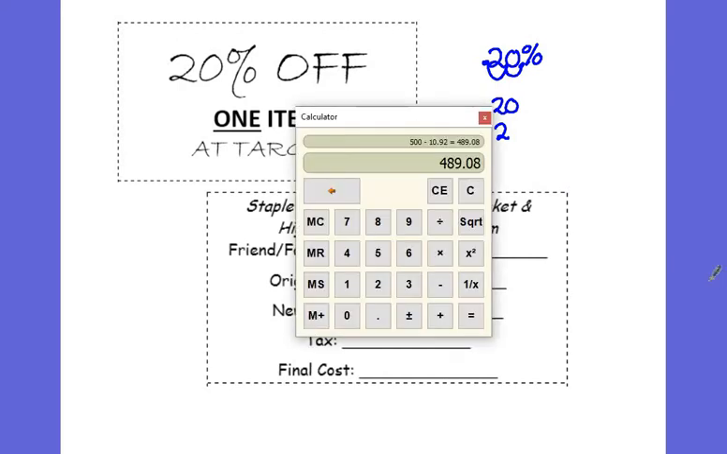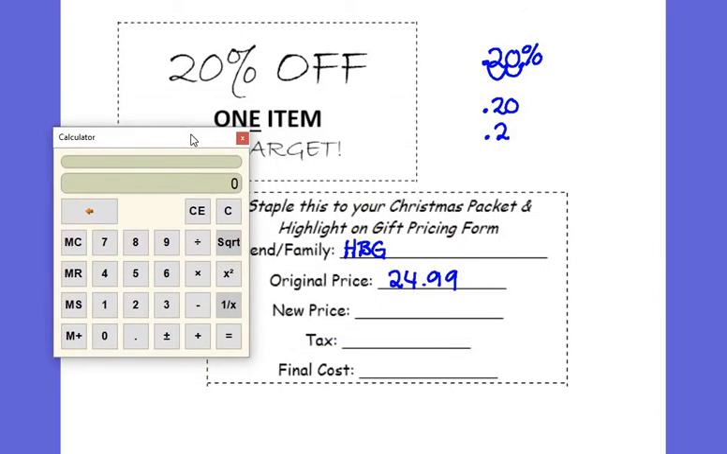So I need to multiply my price, $24.99, times 20% as a decimal, and I get 4.998. Is that how much I'm paying for the goat? No. What is 4.998? That's how much I get to take off of the gift.